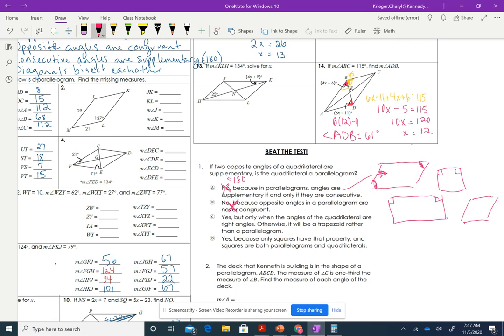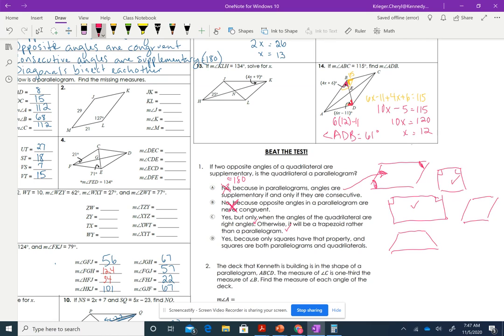Okay, C says yes, but only when the angles of a quadrilateral are right angles. Okay, that sounds good so far. Otherwise, it would be a trapezoid rather than a parallelogram. Otherwise, Charlie, it's okay. Otherwise, it will be a trapezoid rather than a parallelogram. Yep, that's also true.